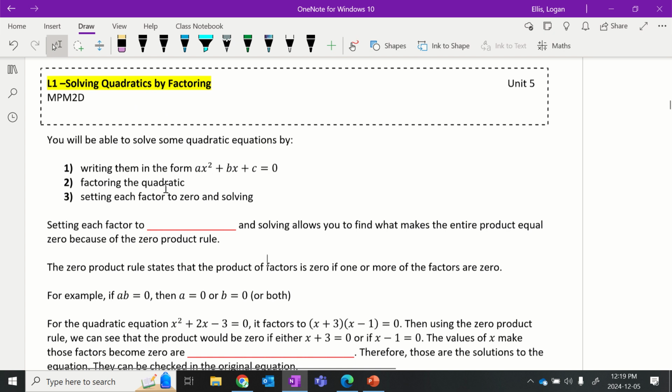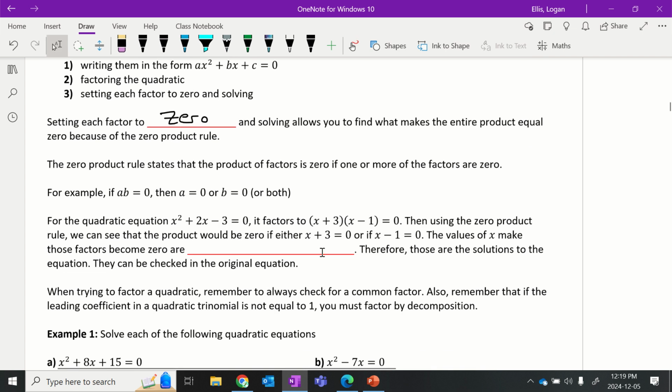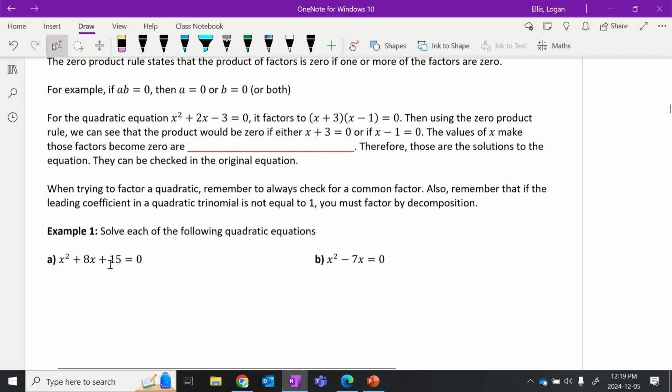You set it equal to 0, you factor the quadratic, and then you set each factor to 0. So setting each factor to 0 and solving allows you to figure out what the answer would be. Now remember, the idea of solving is like, hey, what x do I put in here to make this thing 0? So those are what we would call solutions. So in here we can just write solutions.